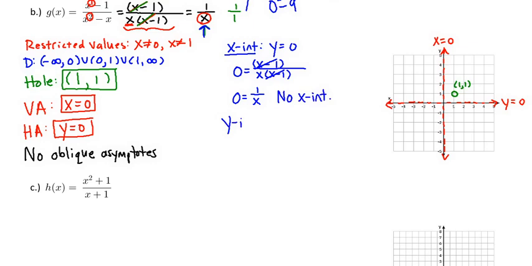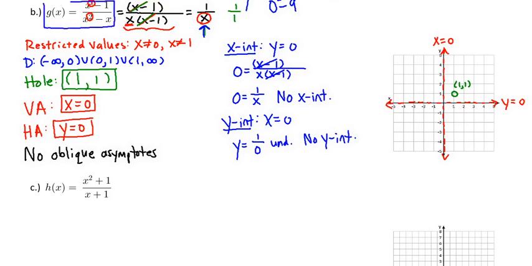The same is true for the y-intercept. We find the y-intercept by setting x equal to 0, and once again, if we plug 0 into our reduced function, we have an undefined fraction. That simply means there is no y-intercept. So the graph of our original given function g of x is going to resemble the graph of 1 over x, except we're going to have a hole in the graph at x equals 1.